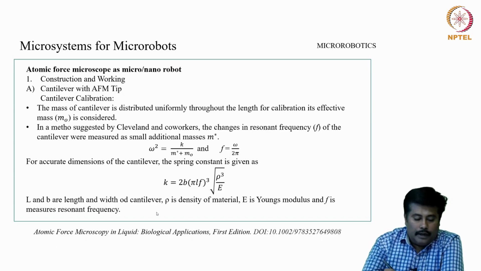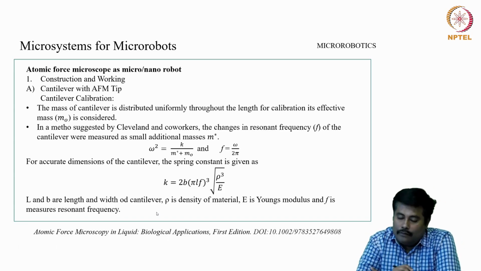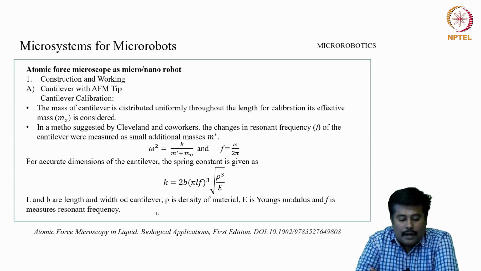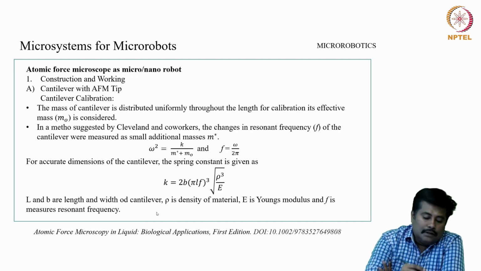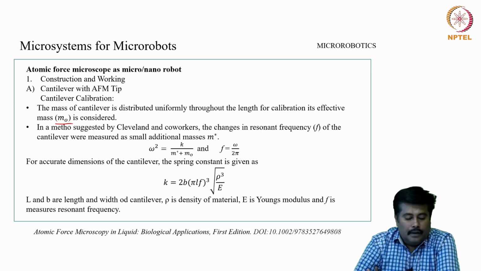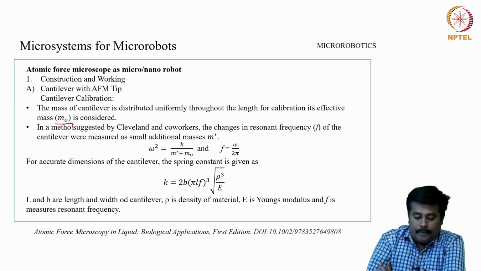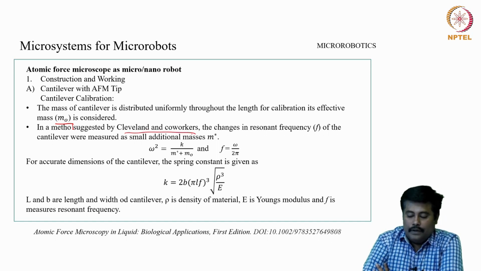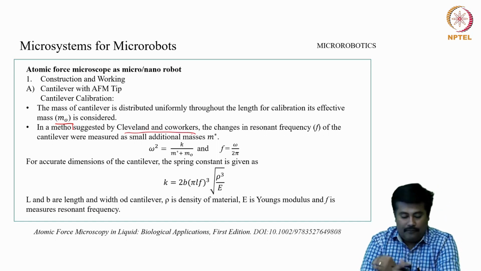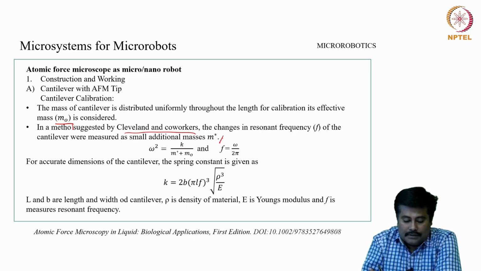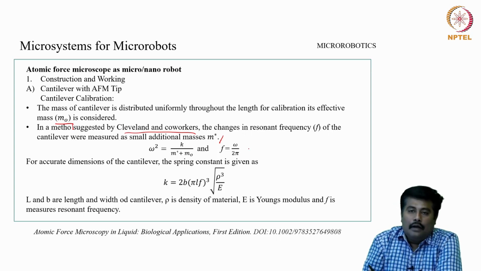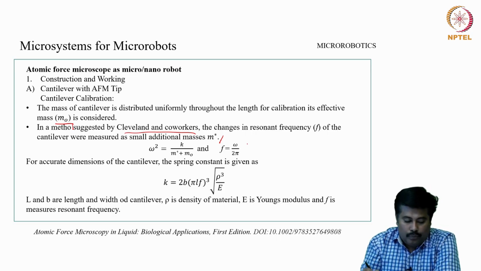Now, when we look into the calibration of this system, the mass of the cantilever is distributed uniformly throughout the length, and its effective mass m0 is considered. In the method suggested by researchers, the change in the resonant frequency f of the cantilever was measured as a small addition of mass. So, omega squared equals k by m star plus m naught and f equals omega by 2 pi.